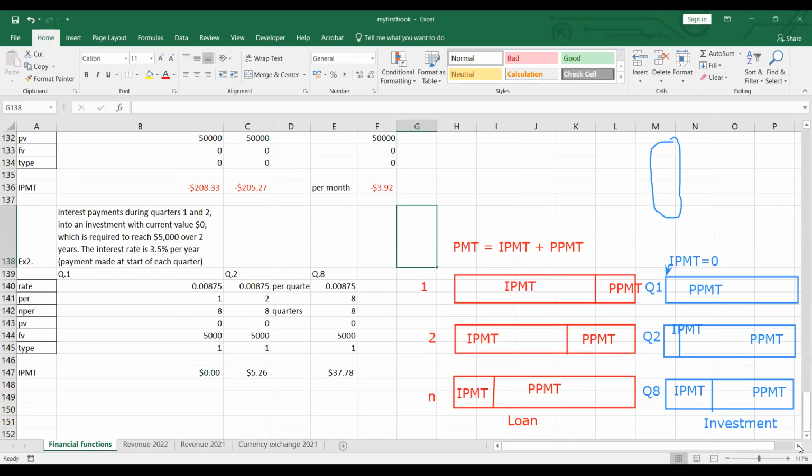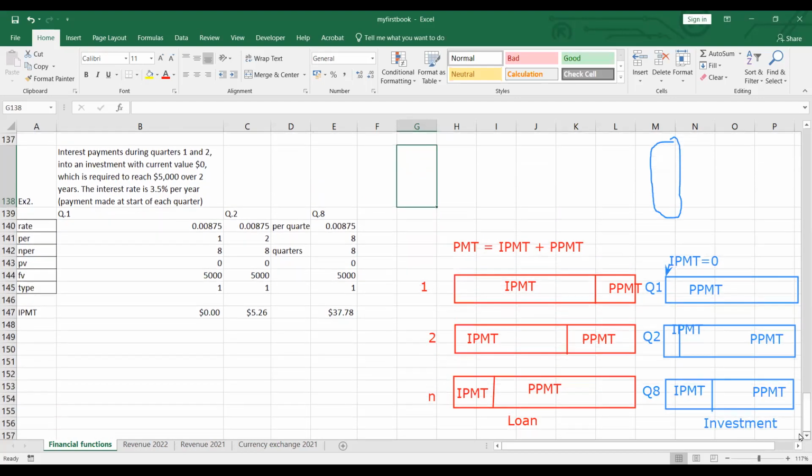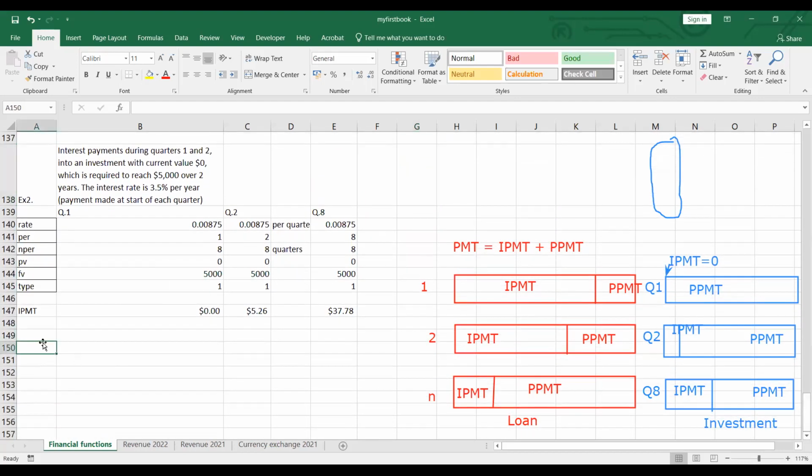If you don't have any questions about this example, let's move on to the next function, that is PPMT, the function that we always use.